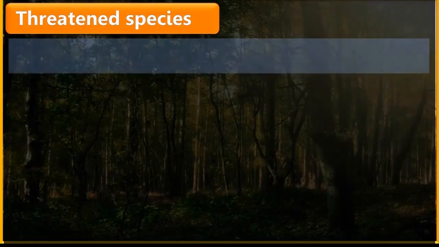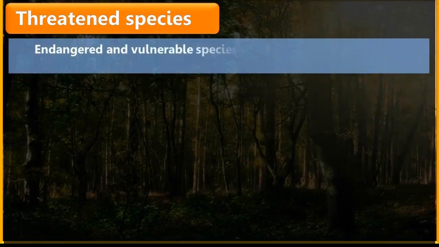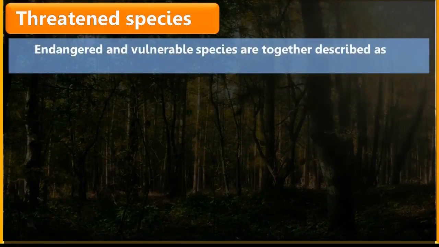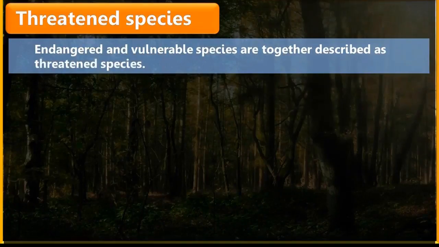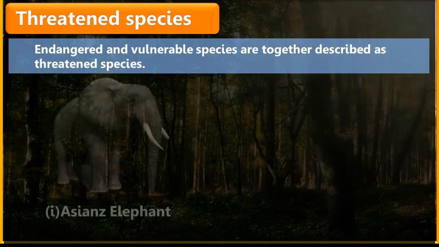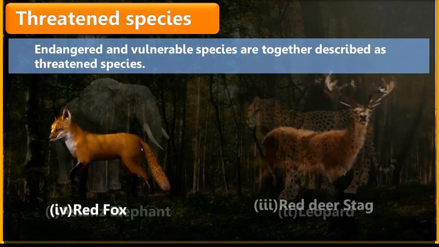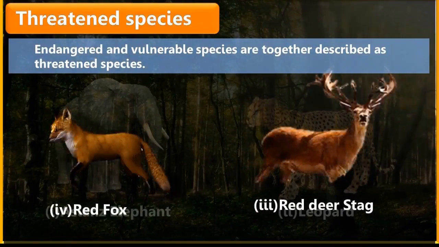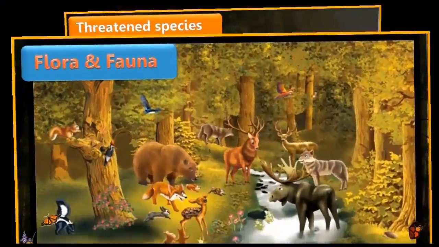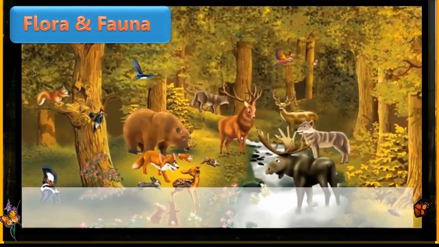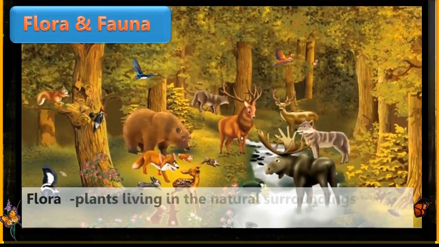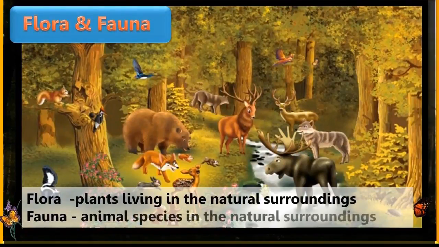Threatened species. Endangered and vulnerable species are together described as threatened species. Some of the threatened species are Asian elephant, leopard, red fox, and red deer stag. Flora and fauna. The numerous species of plants living in their natural surroundings are termed the flora of a place, and the animal species constitute the fauna.